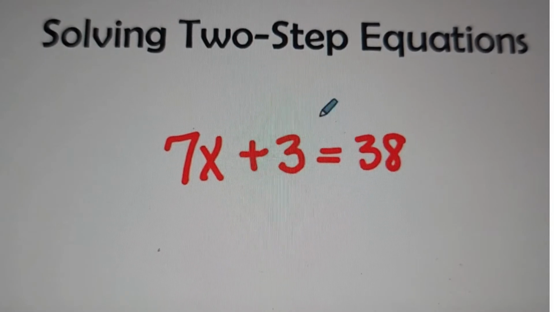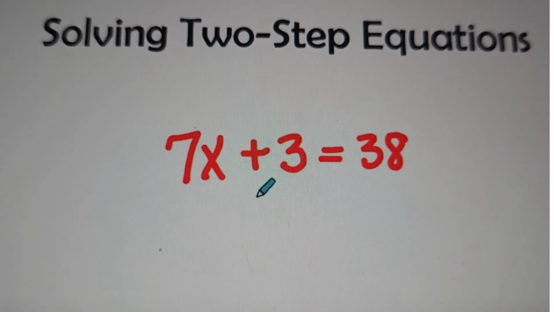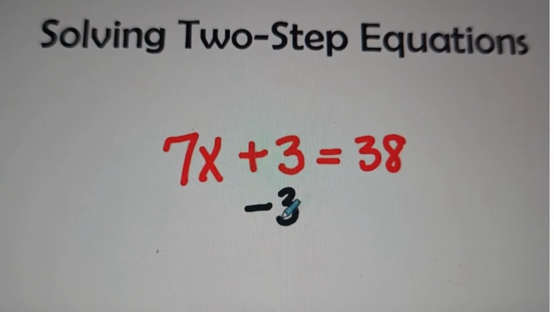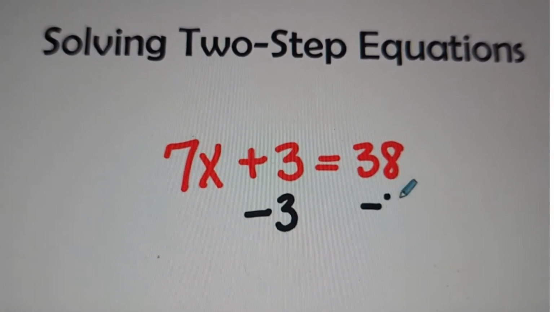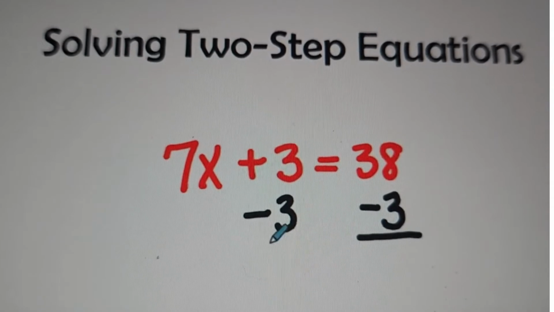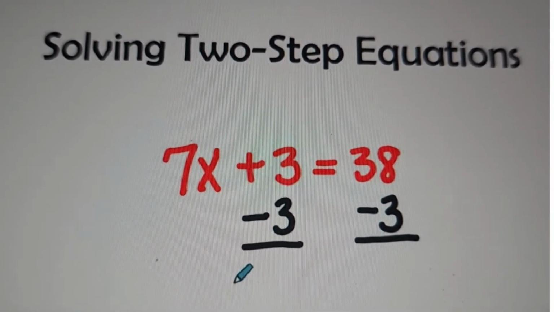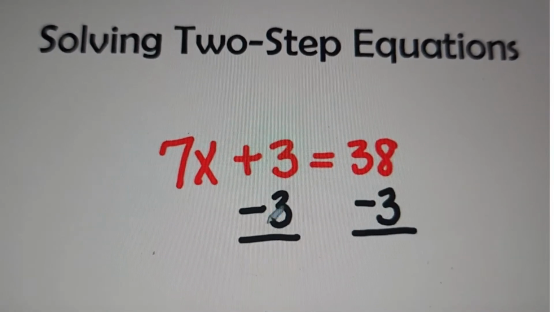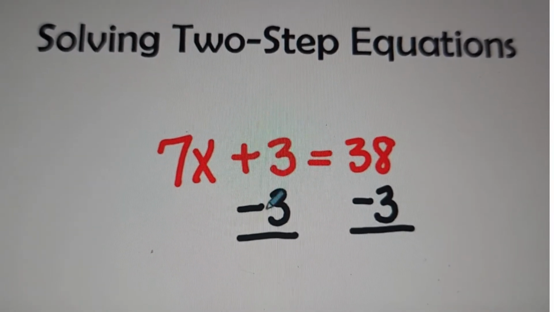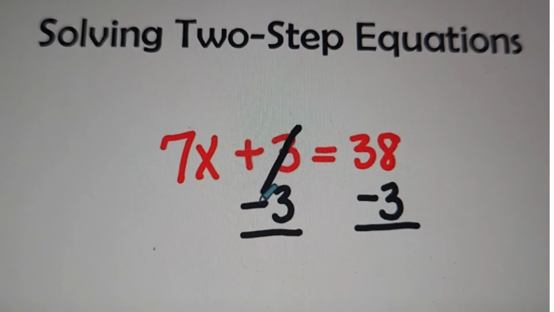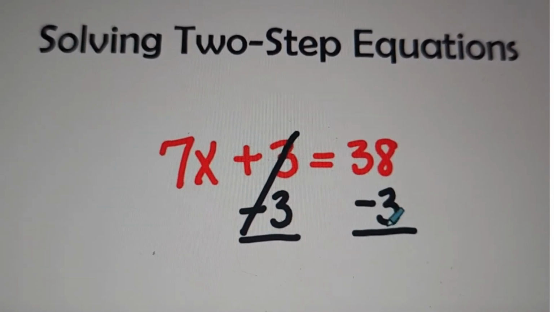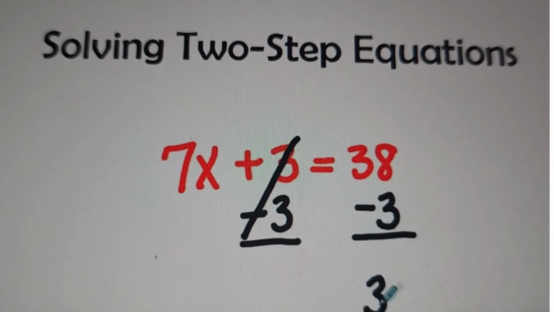to the positive 3 to move it over to the right? I'm going to take its inverse operation. And so the inverse operation is a negative 3. So I'm going to move the negative 3, and what I do on one side of the equation, the left side of the equation, I need to do to the right side of the equation. So a positive 3 minus 3 is 0. And then 38 minus 3 would be 35.